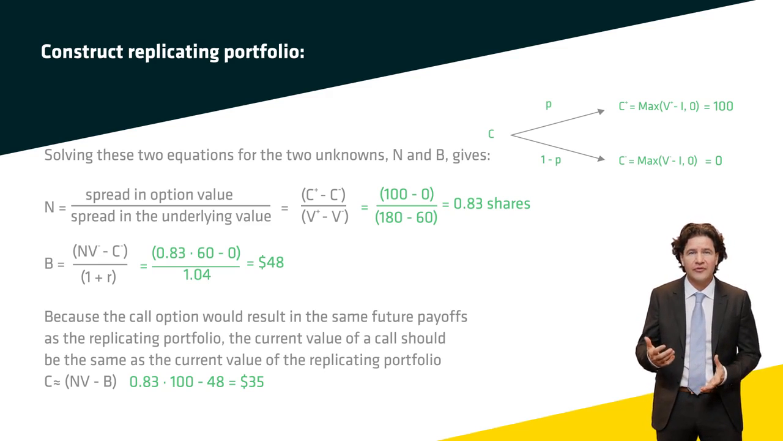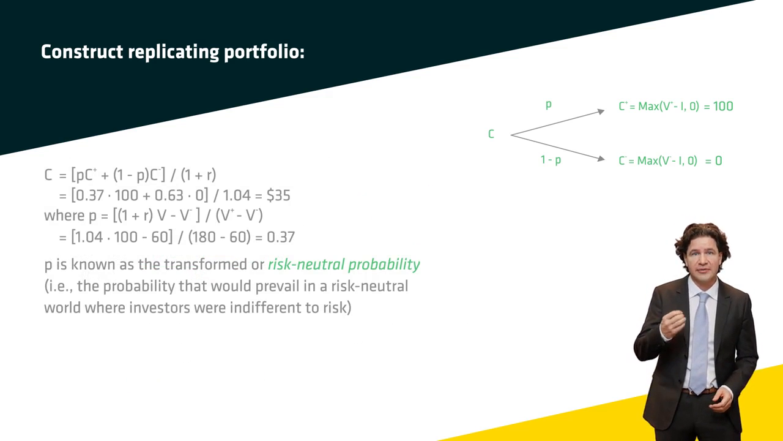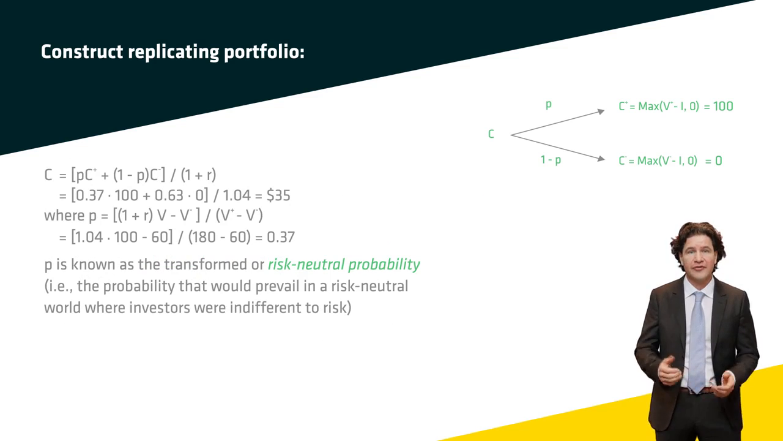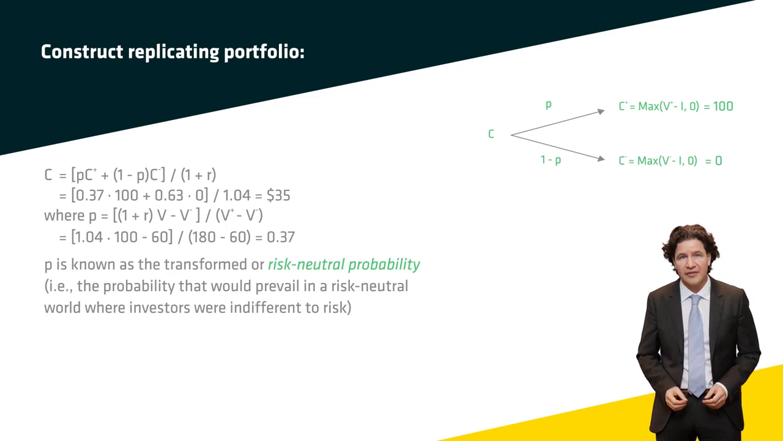Comparing this to the original formula used for calculating the call option, one can infer that indeed it is exactly the same payoffs. So the call option is actually the risk-neutral expectation of the future payoffs. That results in 37% times 100 plus 63% times 0, discounted at a risk-free rate of 4%, which results in a value, corrected for rounding errors, of $35. And the risk-neutral probability equals 37%.